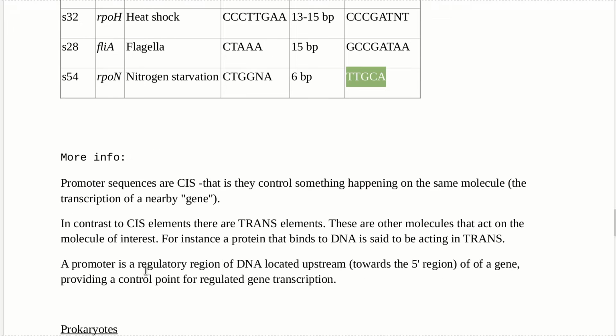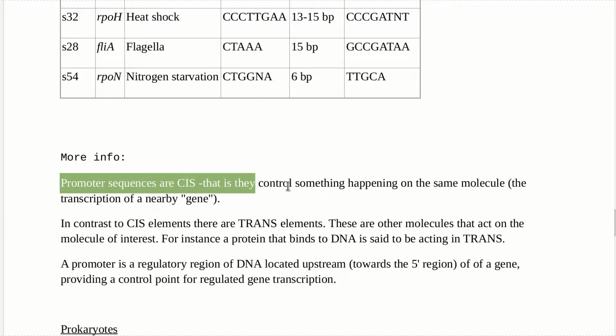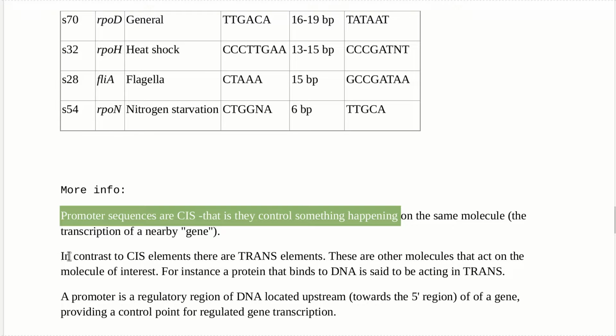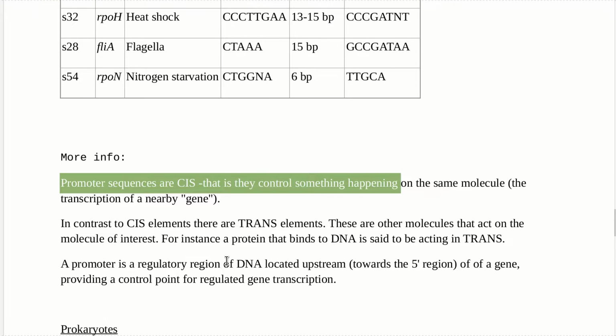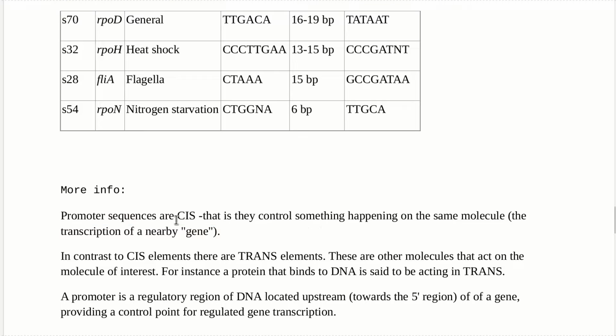All right, now here are some general rules that I'd like you to go through and understand. There are some terms like cis and trans that you ought to understand. So make sure you know what it means when I use the term cis, and what I mean by the word trans. So a cis element, in contrast there are trans, other molecules that act on the molecule, for instance, a protein binding. How do you think about this?